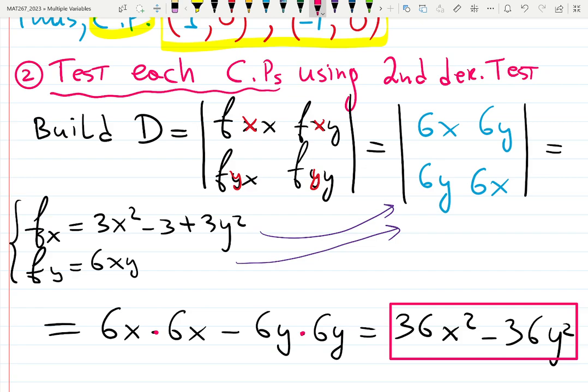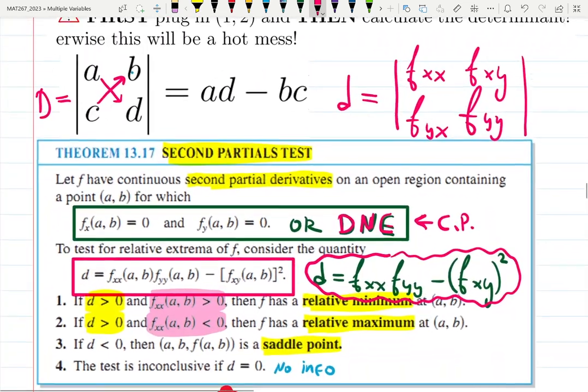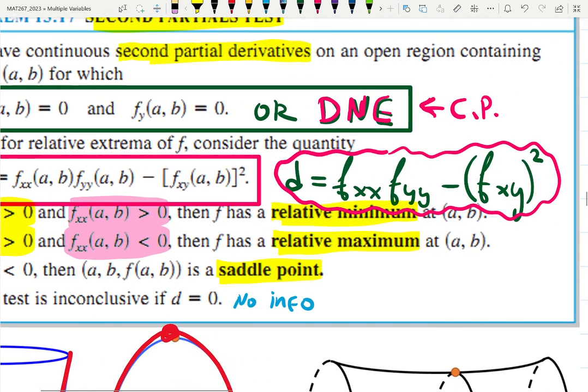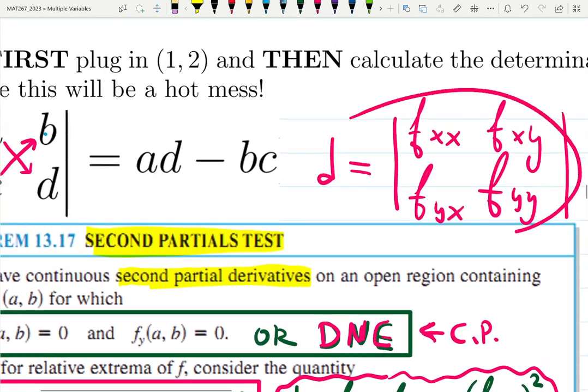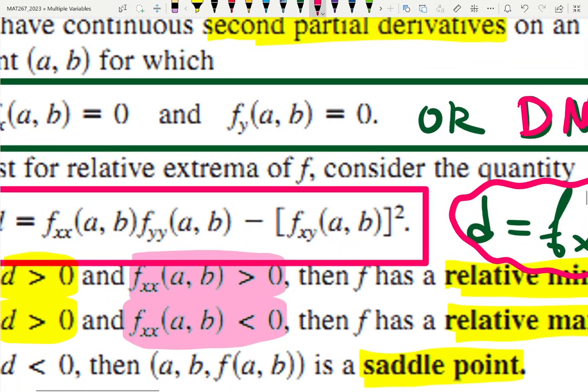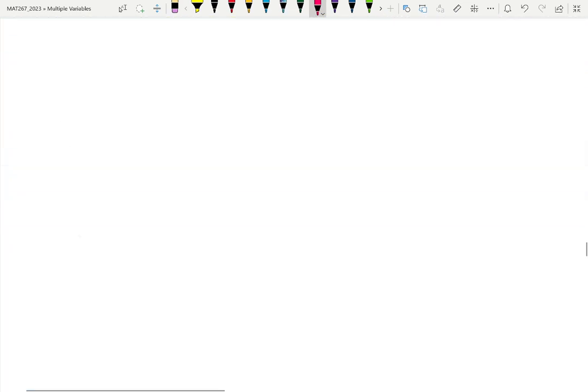So we have this D. Remember we wrote this formula over here? I do not appreciate how hard it is. This is the official way to write down this formula. But in general, I don't remember this formula. I remember how to solve the 2 by 2 determinant, and the shape of the determinant is pretty easy to remember: XX, XY, YX, YY. So that's why I do not recommend memorizing this formula. But it is exactly what we need: Fxx Fyy minus Fxy squared.